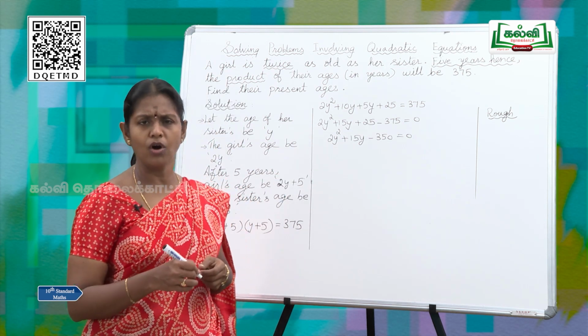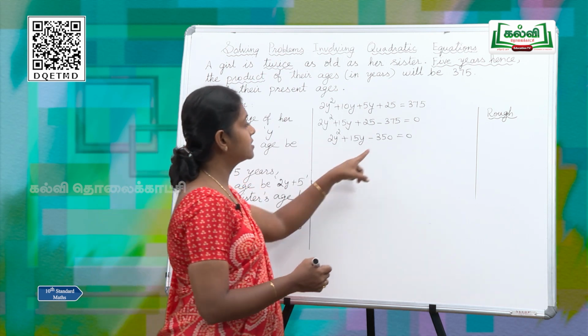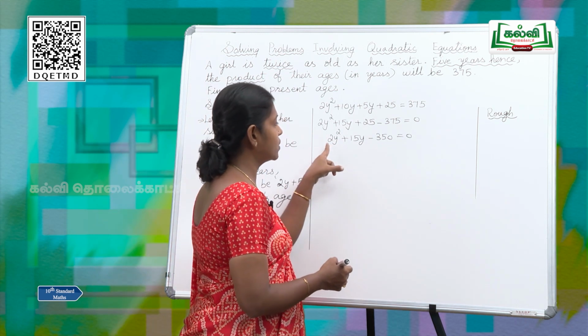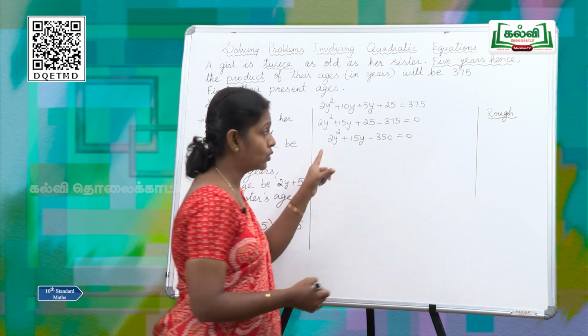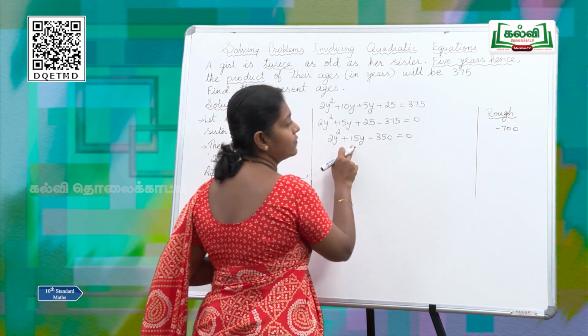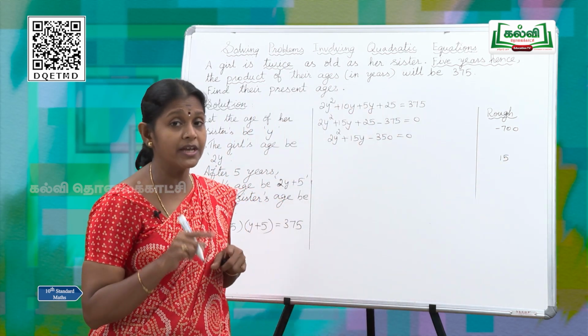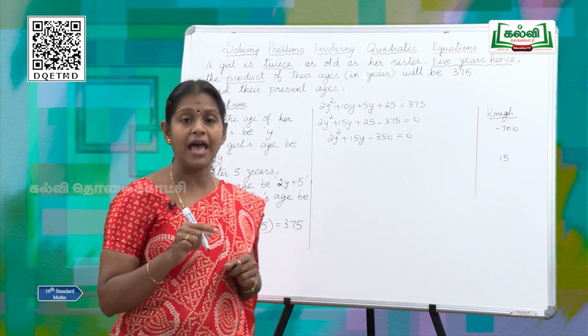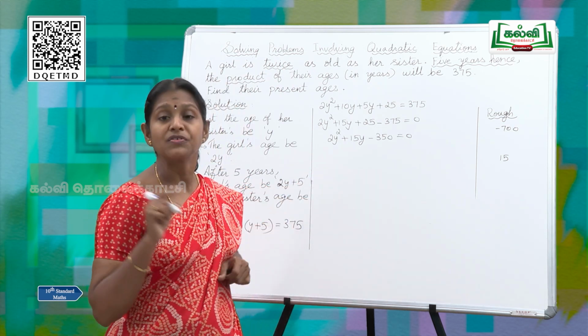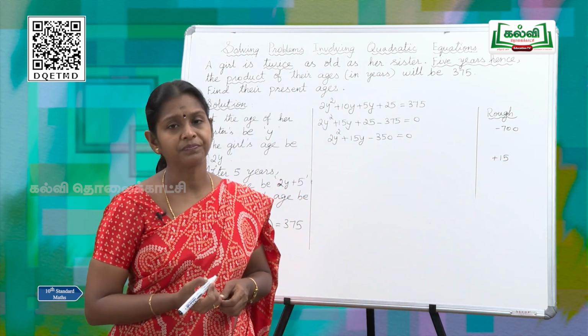Then as usual, you know how to solve it, right? By using factorization, we are going to solve it. See, the last term is minus 350, you have to multiply this with 2. You will be getting minus 700. And what is the coefficient of y? 15. So, when you multiply, you should get minus 700. When you add or subtract, you should get plus 15. So, this is plus and this is minus. What will the numbers be?